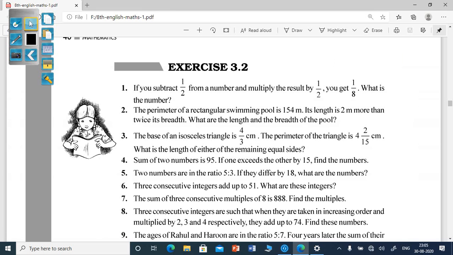See the third question. The base of an isosceles triangle is 4 by 3. The perimeter of the triangle is 4, 2 by 15 centimeter. What is the length of either of the remaining equal sides?